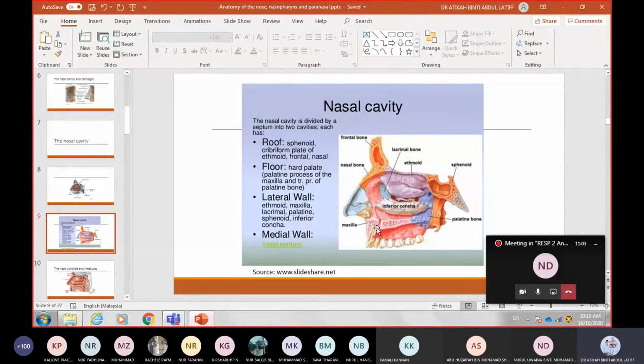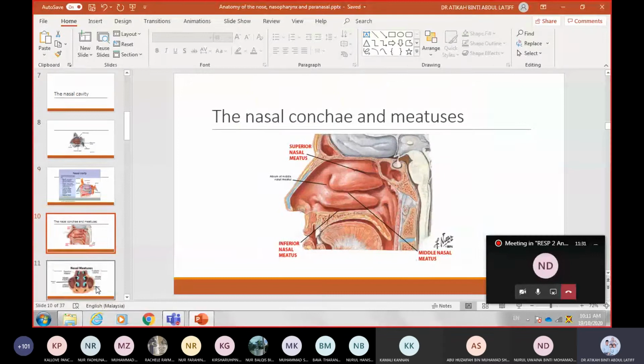Okay, lateral wall. On the lateral side, you'll find the ethmoid here. Okay, maxilla, the one in red. Okay, and the lacrimal bone, the palatine bone, the sphenoid, and also the inferior concha. So all these make up the lateral wall of the nasal cavity. And the medial wall, as I mentioned, is the nasal septum.